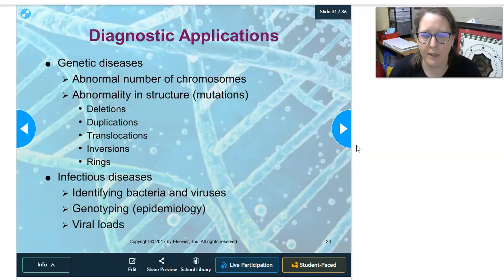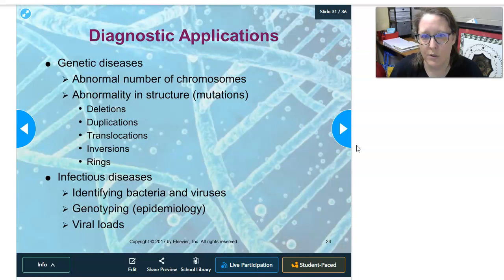And then, of course, infectious diseases: identifying bacteria and viruses, but also genotyping of these different bacteria and viruses so that you can track them. This is where epidemiology comes in, just like we've been tracking the coronavirus, and it has already mutated and changed. They know that because they're genotyping and seeing how the sequence is changing over time.